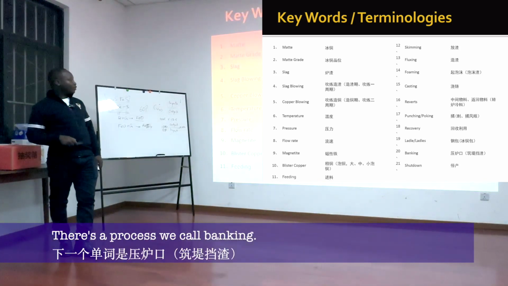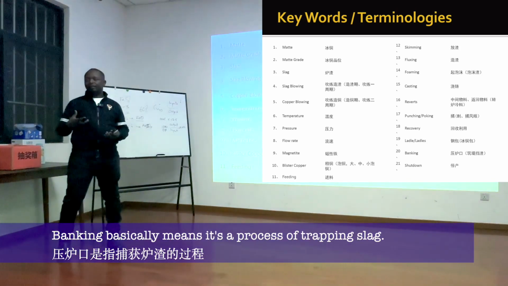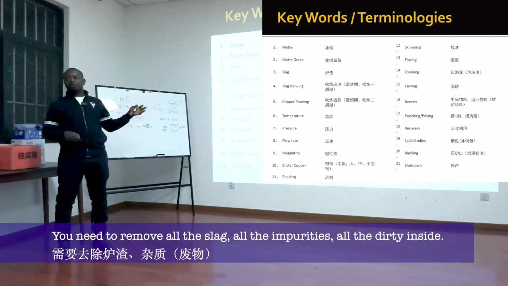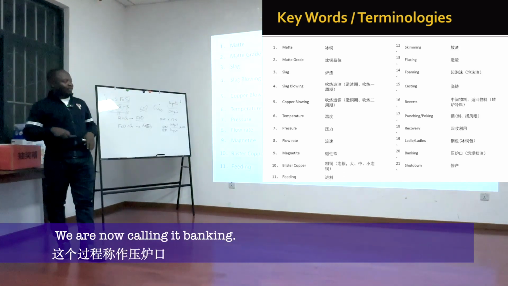There's a process we call banking. Banking basically means a process of trapping slag. So how do we do banking? After you make copper, you finish. You need to remove all the slag, all the impurities, all the dirt inside. We are now calling it banking.